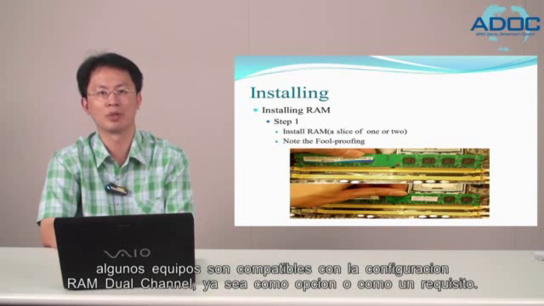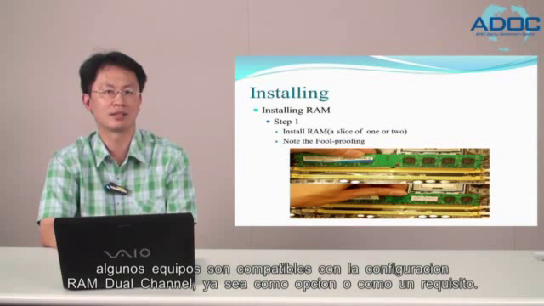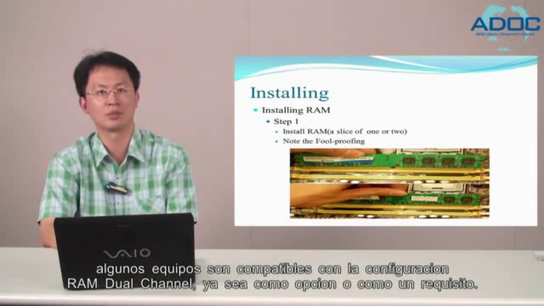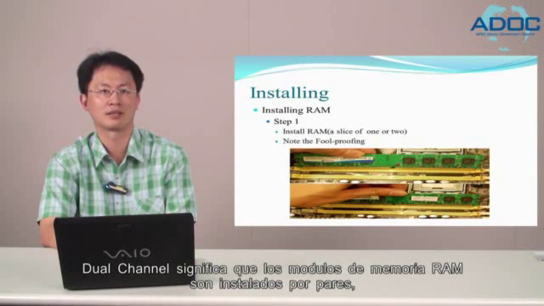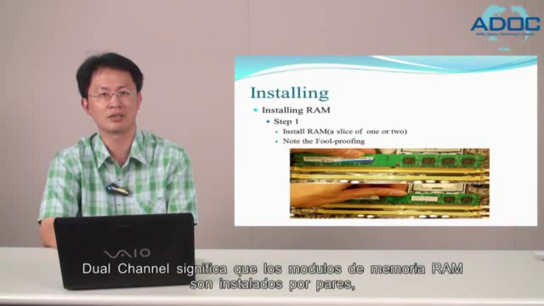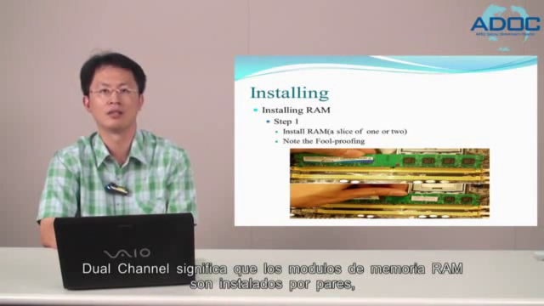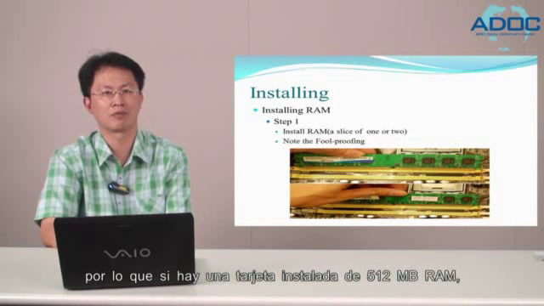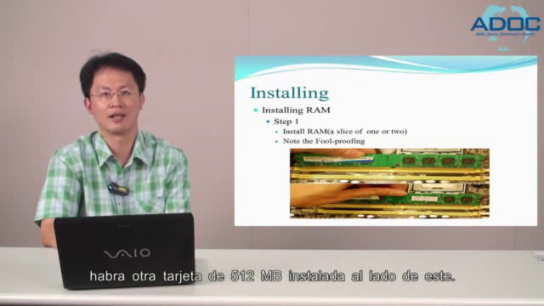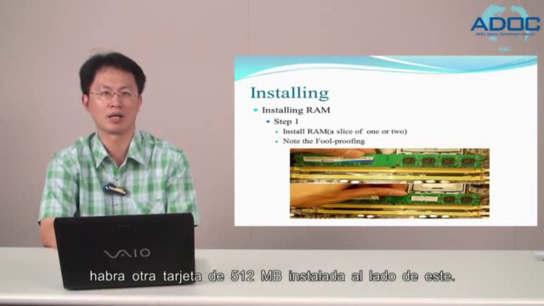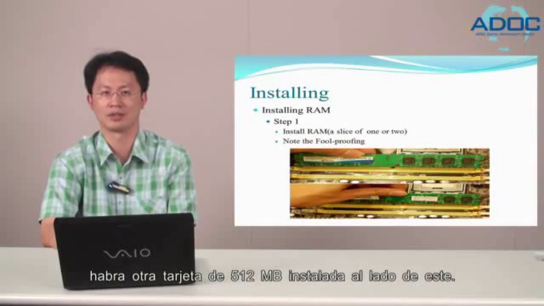Some computers support dual-channel RAM configuration either as an option or as a requirement. Dual channel means that RAM modules are installed in matched pairs. So if there is a 512 megabyte RAM card installed, there is another 512 megabyte card installed next to it.